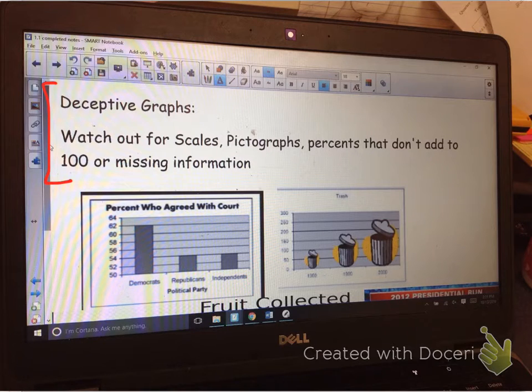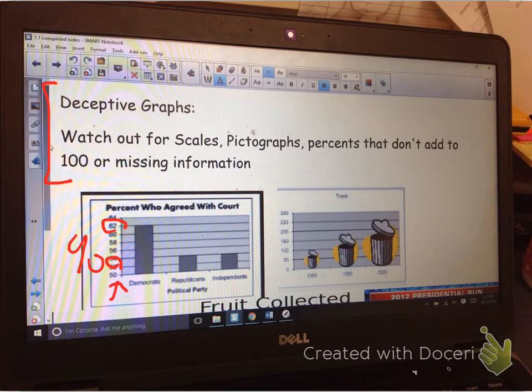When you're looking at this bar graph here, it says percents who agreed with the court. And you see the percentages on the side here. You see Democrats, Republicans, and Independents. And you notice there is a huge jump, what looks like at least, from Democrats at 62% to Republicans at 54%. This is very deceptive because they started at 50.